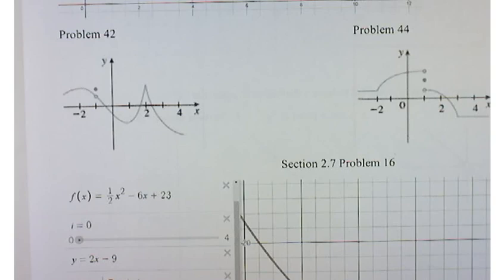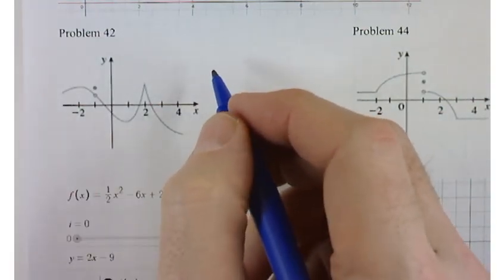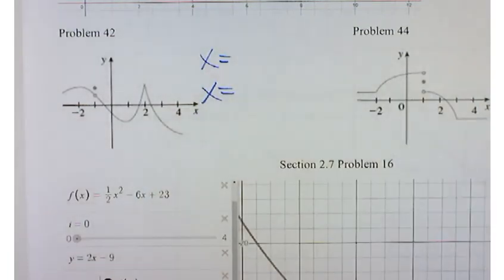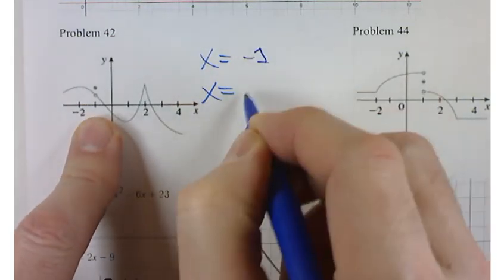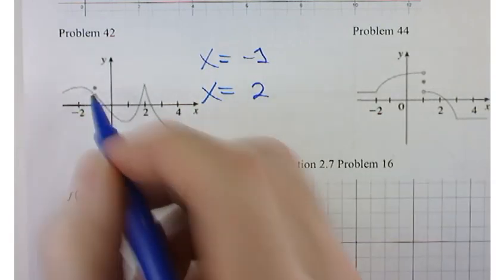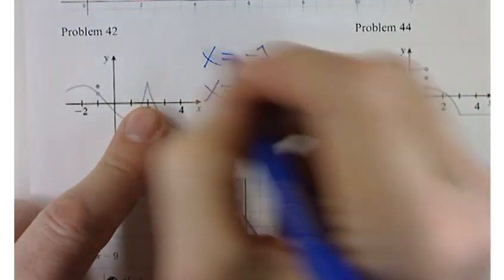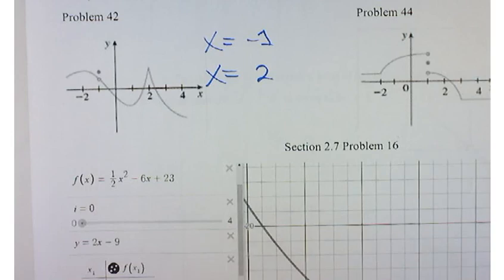Okay, so Alex, how about problem 42? Did you find a couple places where the derivative wouldn't exist? Yeah, at negative 1 and 2. Here, the function is discontinuous, so it's not going to have a derivative there. Here, the function has a corner point, so cool. Negative 1 and 2. Thanks.